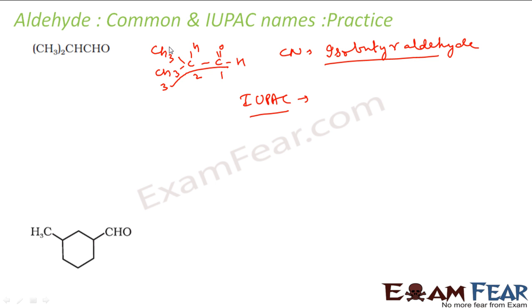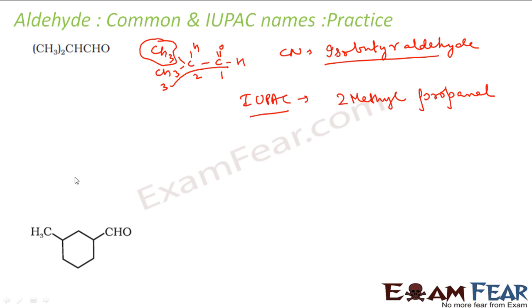At second position, I have a methyl group. This is my chain, and this is my extra substituent. So at second position I have a methyl group, so it will be 2-methyl. The number of carbons in the chain is 3, so propanal.